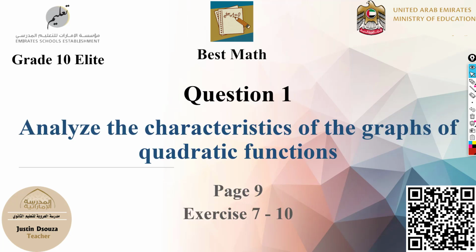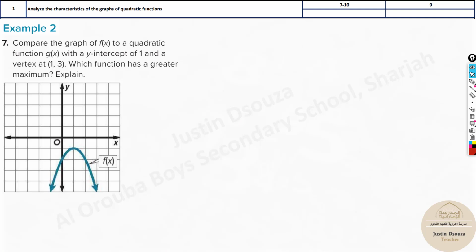So we will look into question number 1, that is to analyze the characteristics of graphs of the quadratic functions. Here, we have been given just one graph and we have been told to compare it with another graph whose details have been given. Let's look at the details. They tell us the y-intercept is 1 and the vertex is at (1, 3).